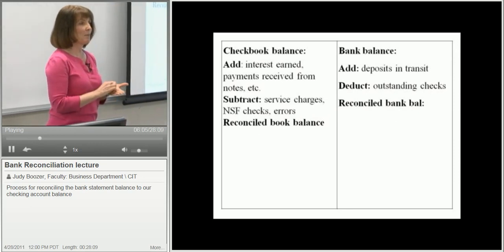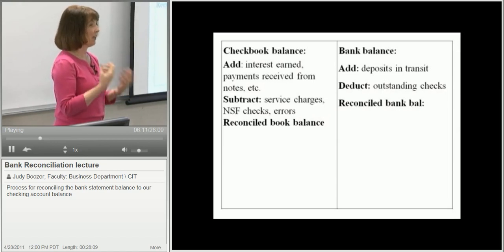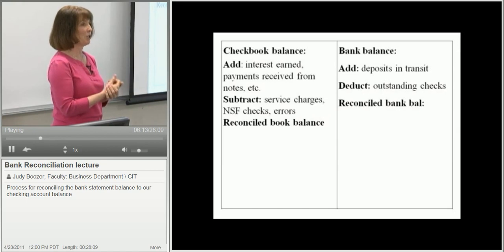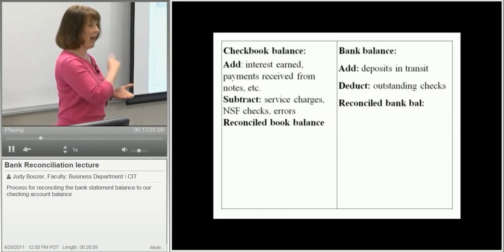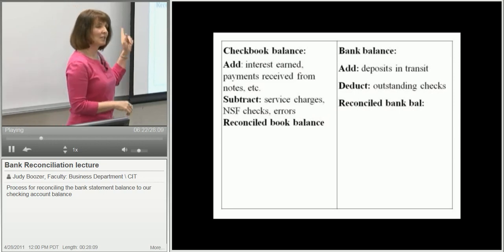Maybe there are notes that the bank is collecting for us from somebody, and they have collected those funds for us and put them into our accounts. If that's reflected on there, we're going to add it to our checkbook balance. And again, look at the subtractions up here.